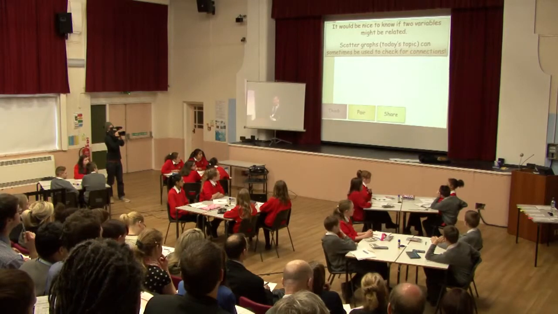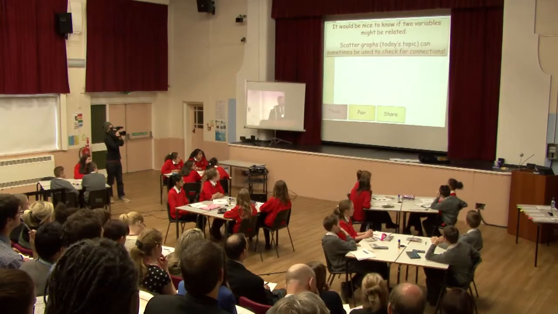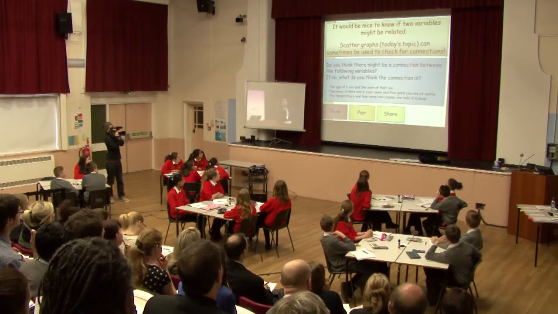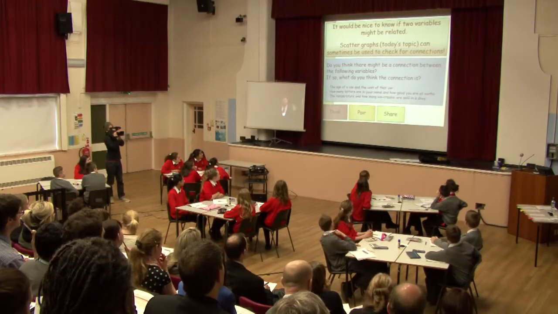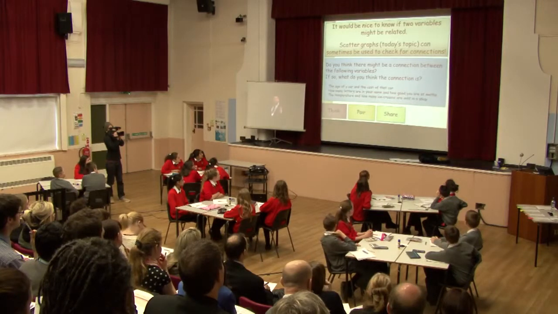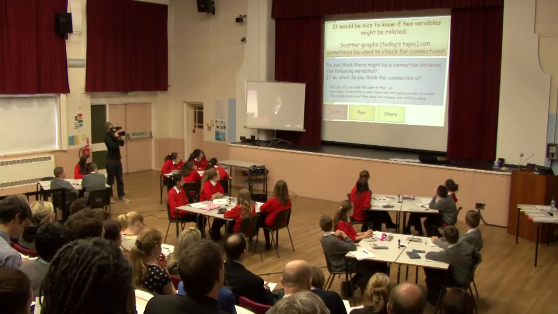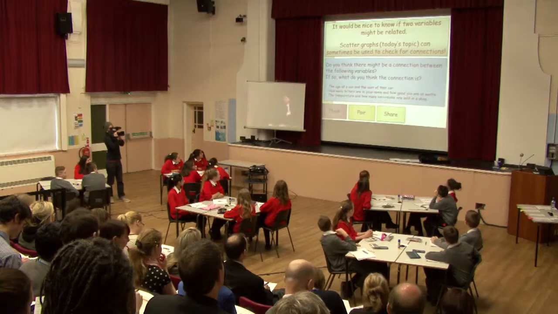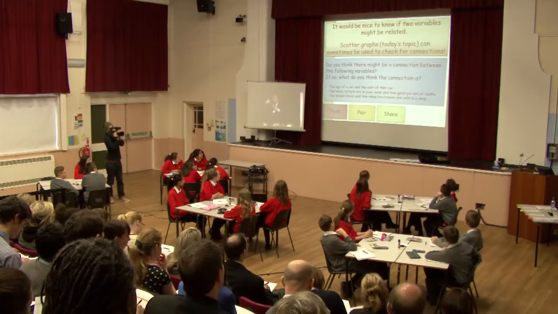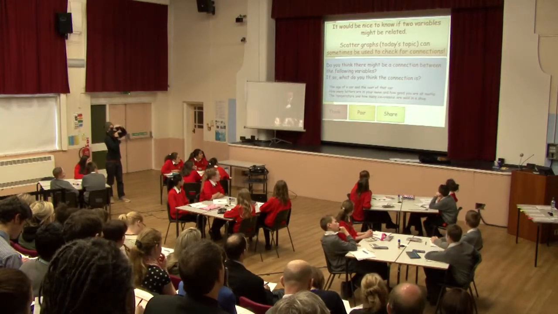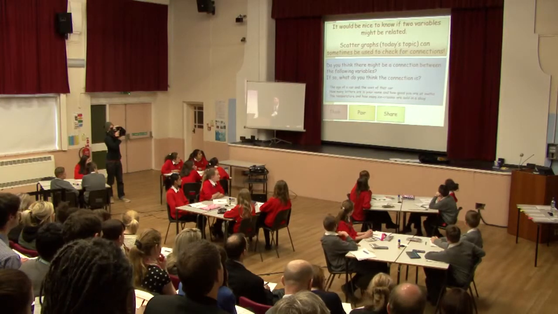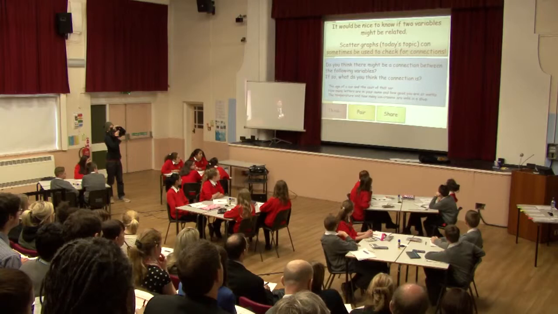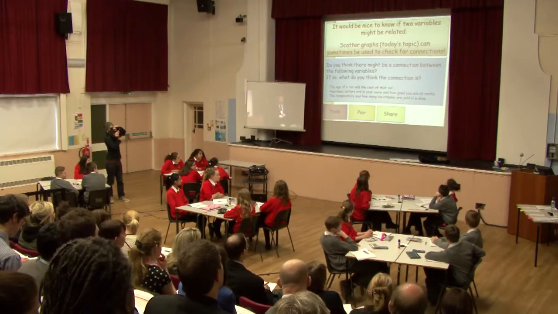So, quick think, pair, share, and your question is the following. Do you think there might be a connection between the following variables? If so, what do you think the connection is? You have three sets of variables there. You've got the age of the car and the cost of the car, so think, are they related? How many letters are in your name and how good you are at maths? And the temperature and how many ice creams are sold in a shop on a particular day.